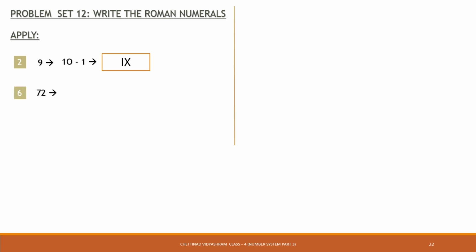Sixth sum, 72. I'm going to write it as 50 plus 20 plus 2. We can split it like this. So what is the Roman numeral for 50? It is L. 20 can be written as XX, and 2 can be written as I and I. So LXXII for 72.